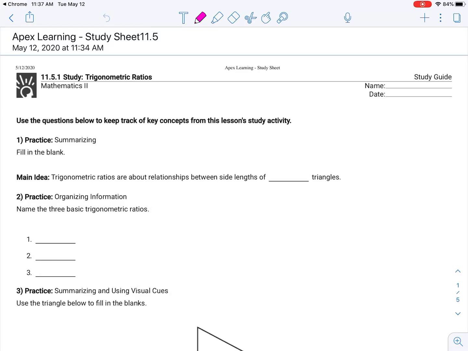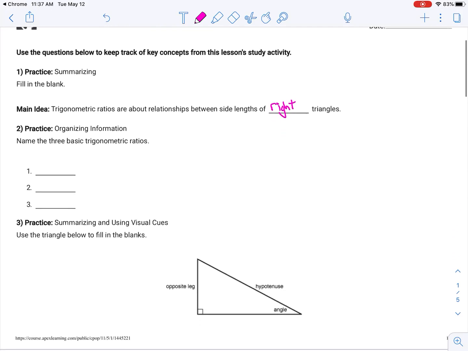Okay, here's your study guide video for 11.5. This starts trigonometry, very important. The main idea is that trigonometric ratios are about relationships between the side lengths of right triangles. So this is just going to be right triangle trigonometry, just with right triangles.